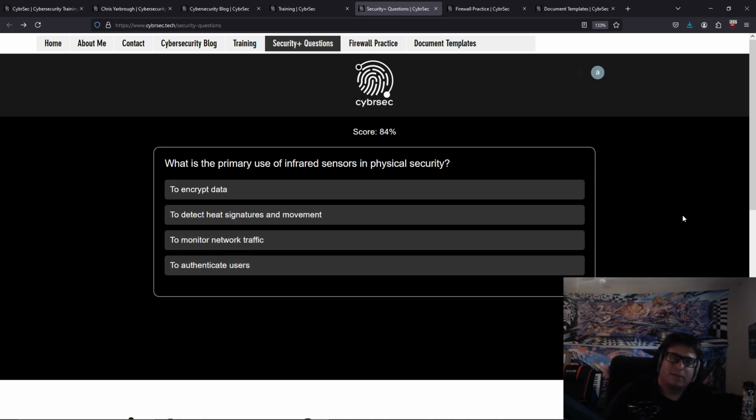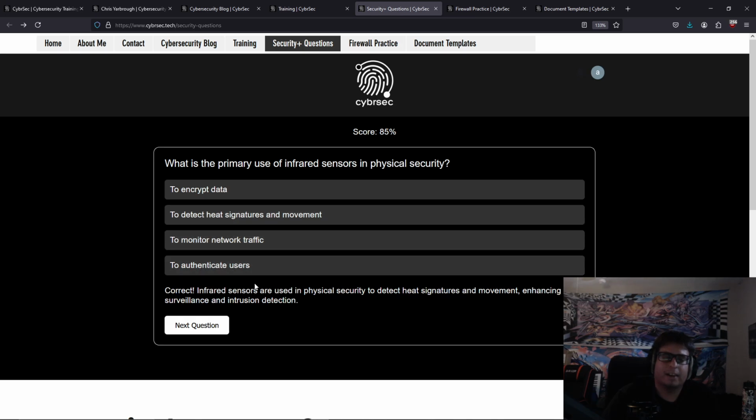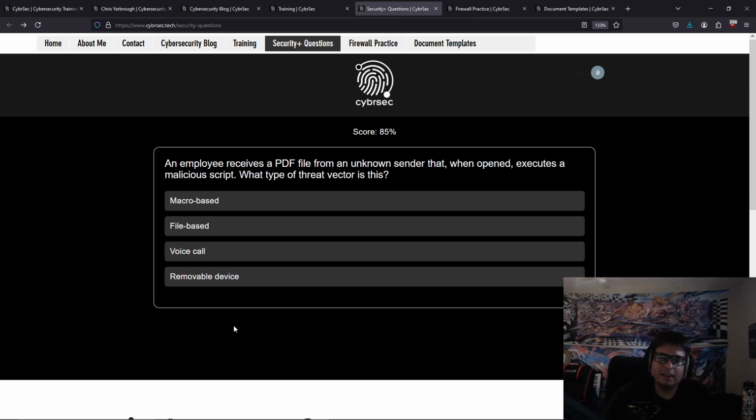RCE. What is the primary use of infrared sensors in physical security? Infrared sensors would be to detect heat signatures. Correct. Infrared sensors are used in physical security to detect heat signatures and movement, enhancing surveillance and intrusion detection.